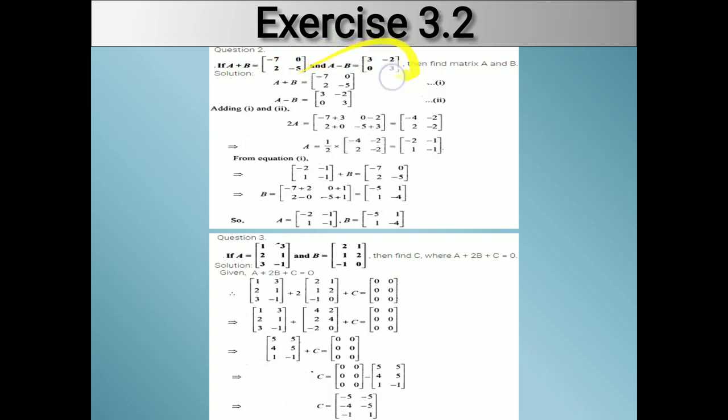based on where the position is. Okay, so once you solve, you get the resultant as this. Now it is saying that you need to find out 2A, twice of A. Find matrix A and B. We need to find out the matrix A and B. So after addition and subtraction, we get A plus B is this, A minus B is this.